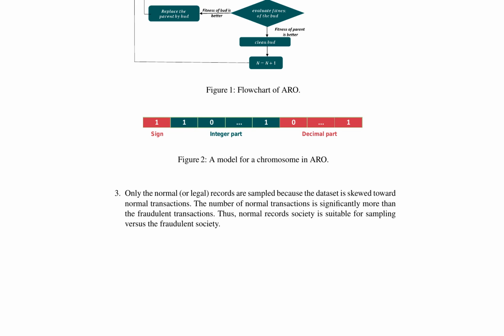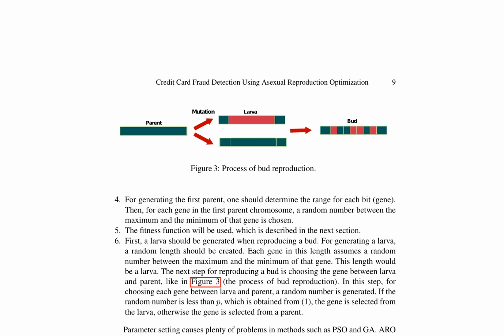The normal records are sampled, as the dataset is skewed towards normal transactions, and the number of normal transactions is significantly more than fraudulent transactions. This research explores the application of asexual reproduction optimization, ARROW, and artificial immune system, ICE, algorithms in detecting credit card fraud. The Arrow algorithm utilizes an asexual reproduction process, where a parent generates a bud that undergoes larva generation and selection until a suitable normal sample is identified.